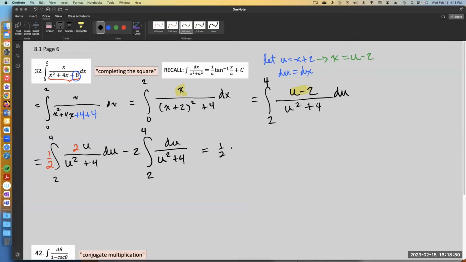So this will be 1/2 natural log absolute value u squared plus 4 from 2 to 4. And we could just put the 2 to 4 on the whole thing, because when we integrate here, we're going to get an arctangent thing also from 2 to 4. So that's -2. And then if we look up here, arctan has a 1 over a out in front. So that's a 1/2. A squared is 2 squared here, so a is 2. And then it's arctangent of x divided by a, so in this case, u over 2. And it's not a plus c because we have a definite integral from 2 to 4.